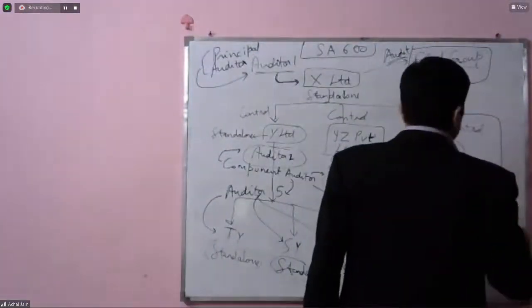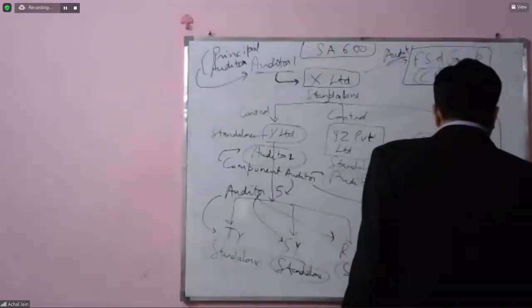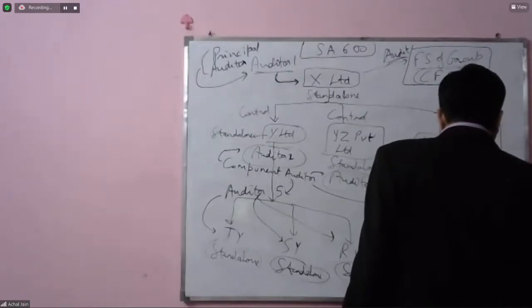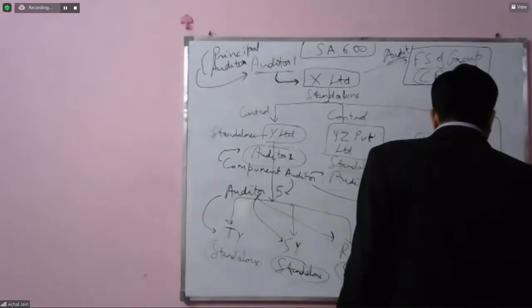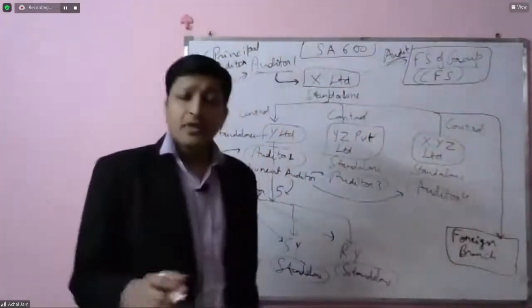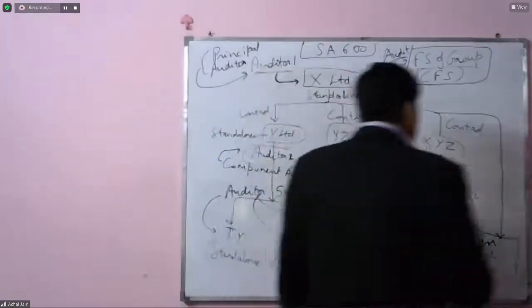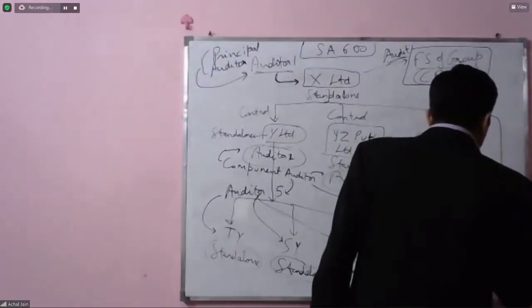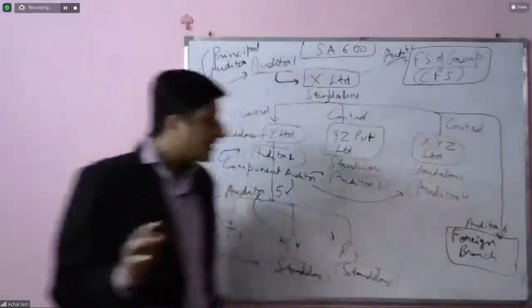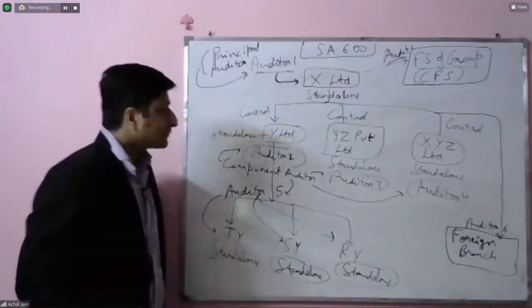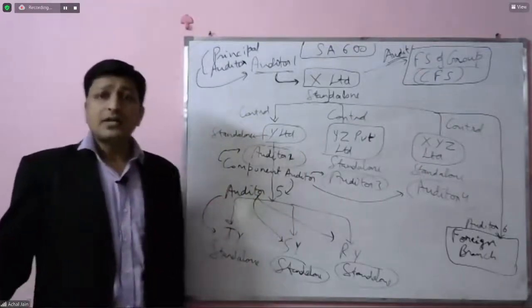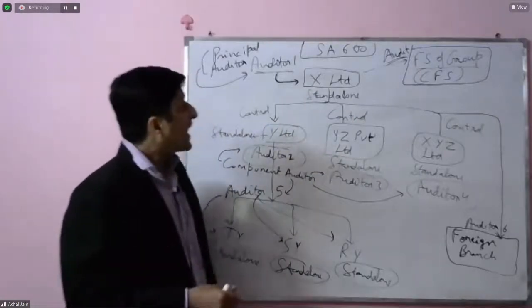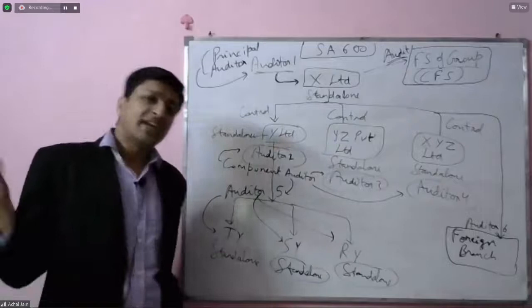So say this company X Limited has a branch, and I'll make it a foreign branch. And this foreign branch, let's suppose, is also audited by another auditor. So let's suppose this is auditor 6. So it can be anything. Correct? And all of these companies are not necessarily required to be in the same country in which X Limited is there. They could also be based in other countries.